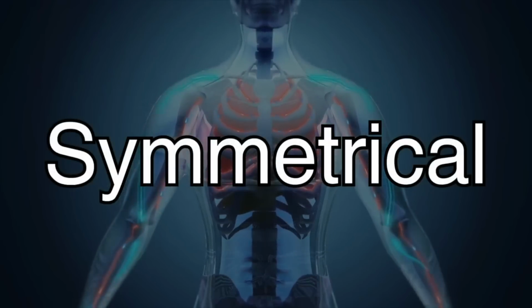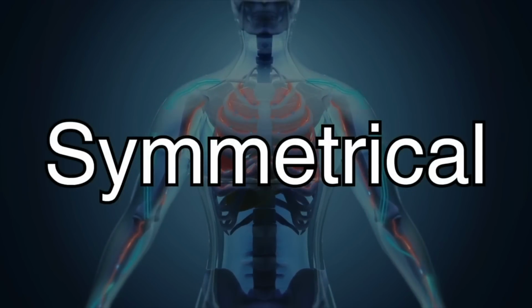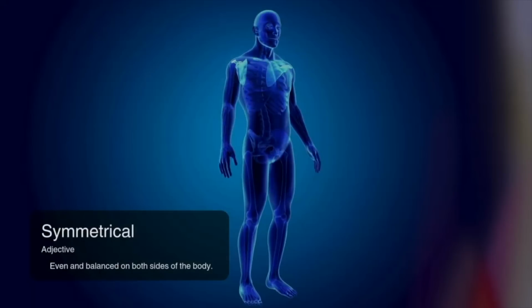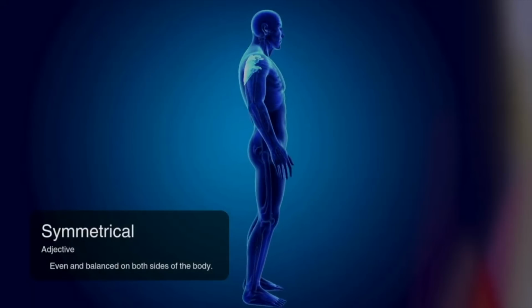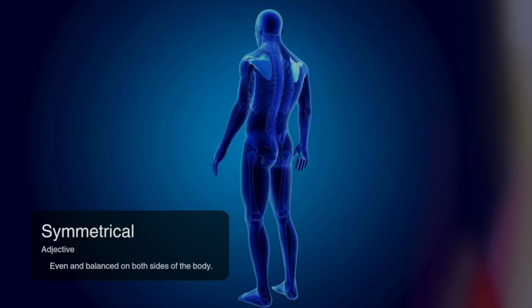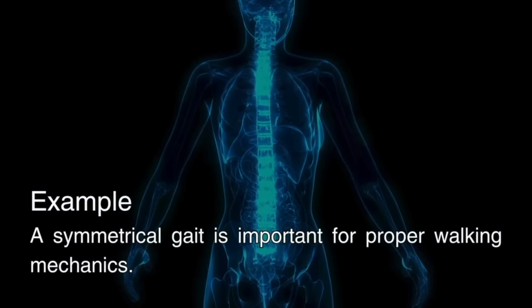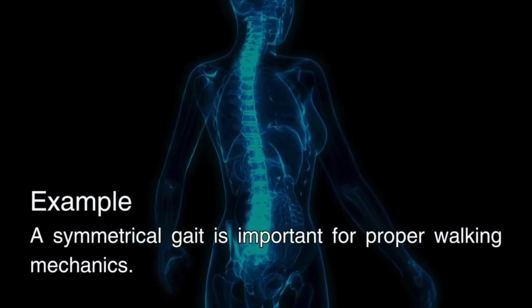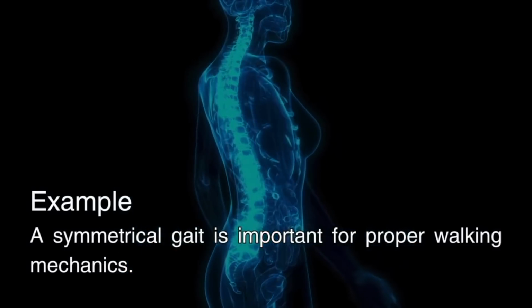Symmetrical. Symmetrical is used to describe when conditions are even and balanced on both sides of the body. A symmetrical gait is important for proper walking mechanics.